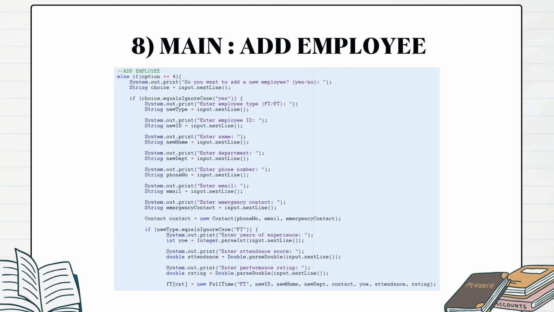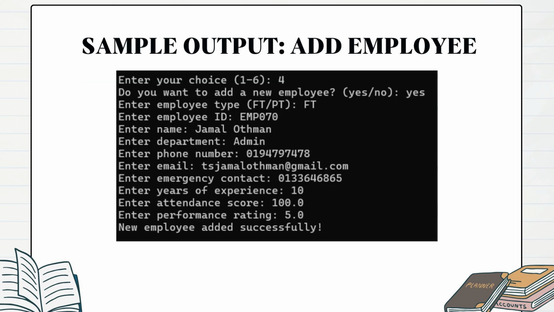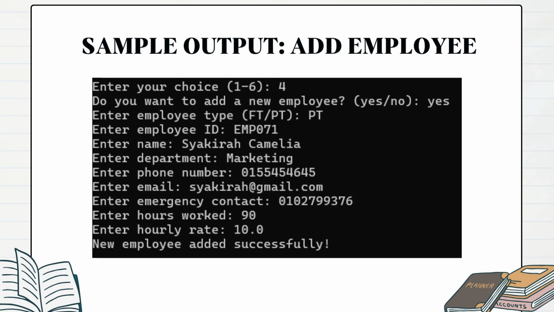Now moving on to our next feature, which is add employee. In this function, the admin will enter the new employee's details such as ID, name, department, and so on. For the full-time employee, you need to enter the years of experience, attendance score, and performance rating. For the part-time worker, you need to enter the hours worked and hourly rate. Once you are done, this information will be stored in an array of objects. This is our sample output, and it will affect the employee text file, and depending on the employee type, it will affect the full-time text file or part-time text file.